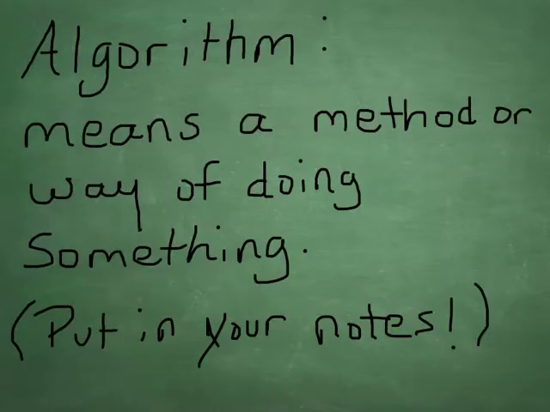Alright, let's talk about algorithm. An algorithm simply is a big word that means a way of doing something. This is something that I want to see in your notes. When I check your notebook, I want to make sure that you have this definition, because you'll hear this word probably again, at least at some point in your life, and I want you to know what it means. It's a way of doing something. Sometimes it's thought of as a pattern of doing something, a method.